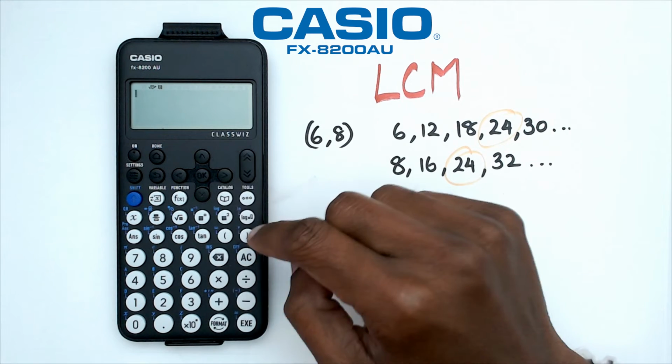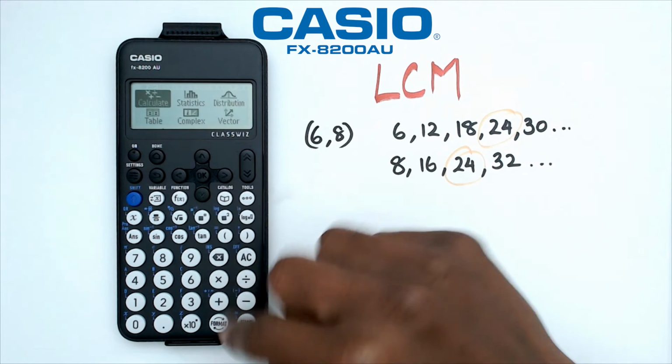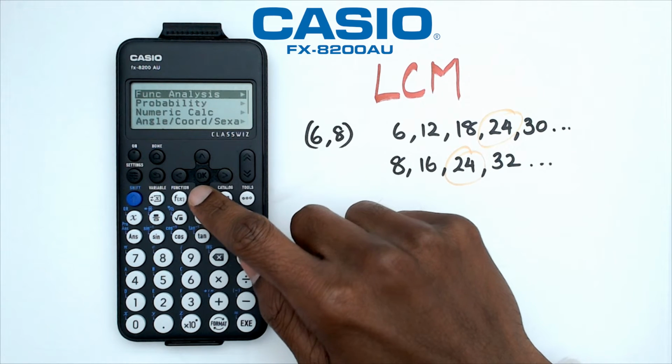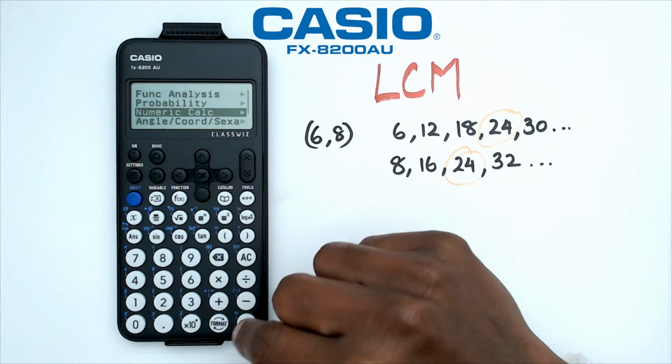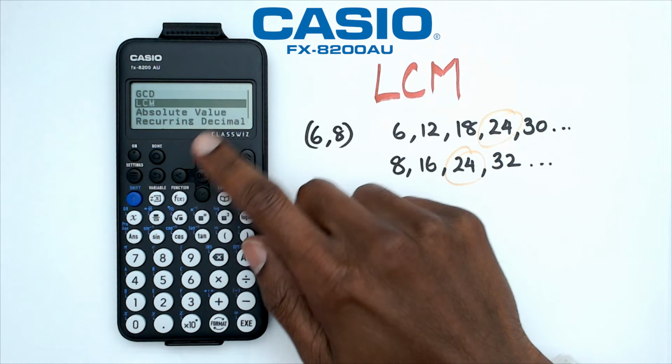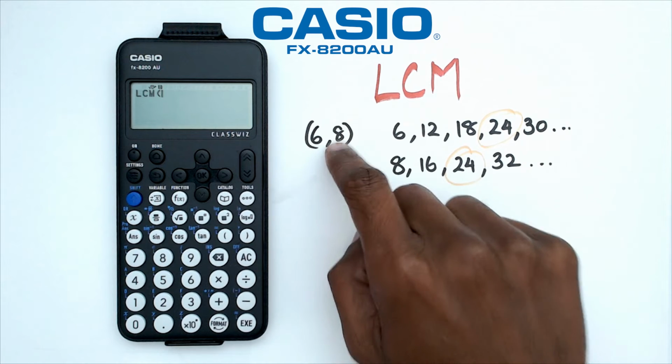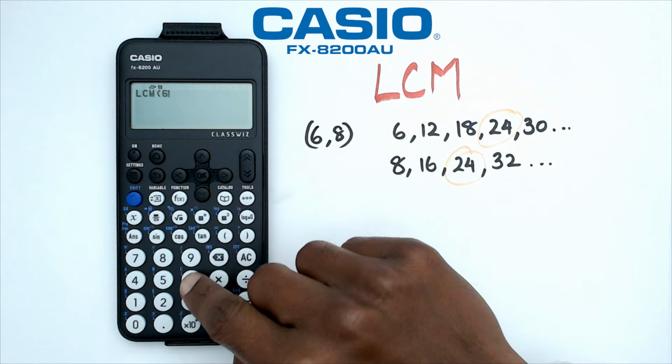Now to do this in the calculator, we're going to go into the main menu, go into calculate, click on the catalog button and go down to numeric calc. We're going to click on numeric calc, go into LCM, which is the lowest common multiple, and we want it between 6 and 8. So we're going to click on 6.